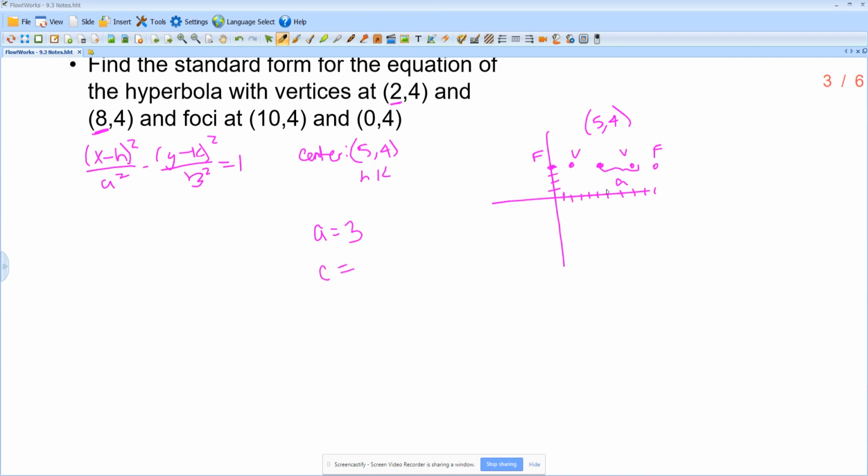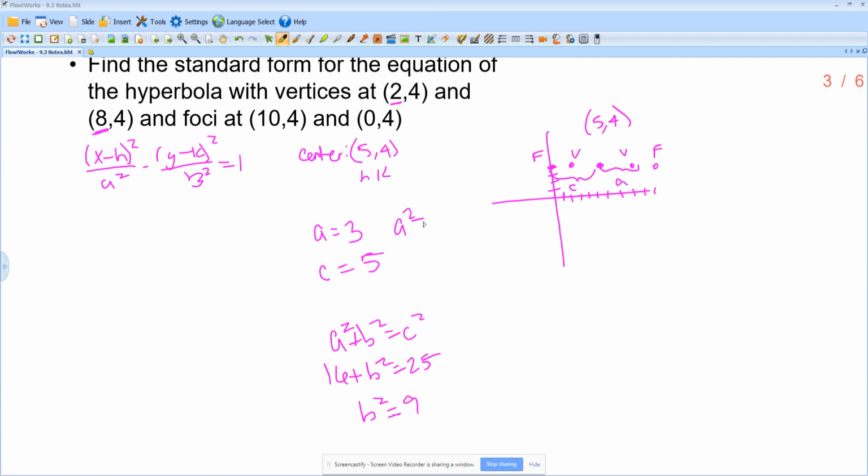C is the distance from the center to the focal point. Ooh, gosh, I can't do that going to the left. So talking about the center to either of those focal points, I moved a total of 5. And I know that a squared plus b squared equals c squared. So 16 plus b squared equals 25. So b squared equals 9.